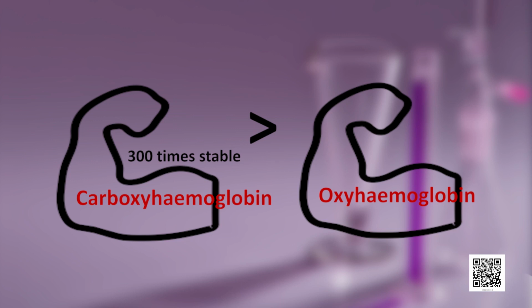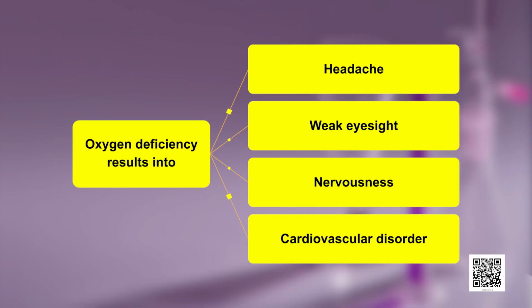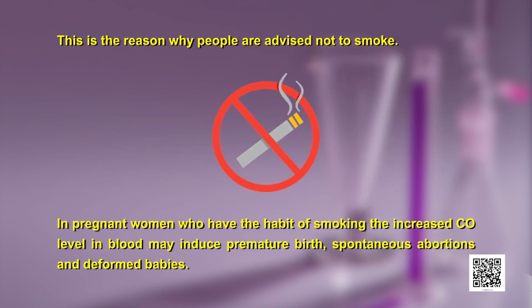Carboxyhemoglobin is about 300 times more stable than the oxygen hemoglobin complex. When the concentration of carboxyhemoglobin reaches about 3 to 4% in blood, the oxygen carrying capacity of blood is greatly reduced. Thus, there is oxygen deficiency resulting in headache, weak eyesight, nervousness and cardiovascular disorder. This is the reason why people are advised not to smoke.